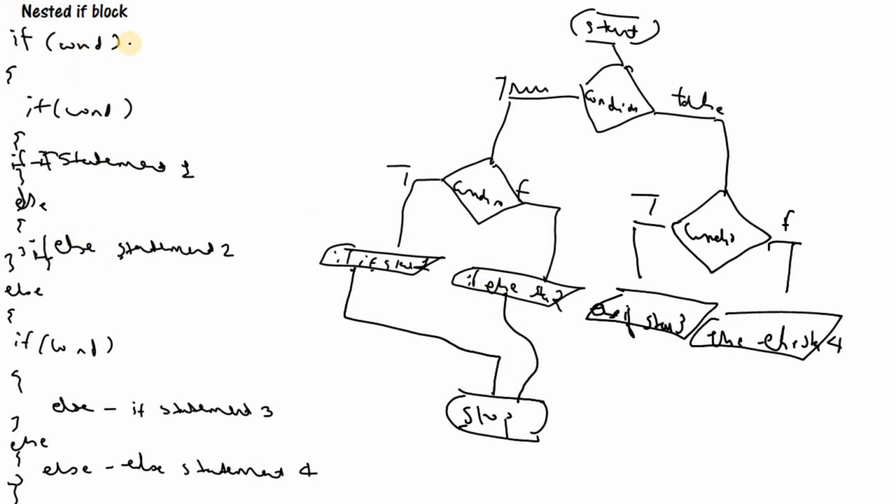If the whole condition is false, then it goes to the else part. In that else part, this is your if condition. Else if statement 2 is printed and it stops the program. If this condition is also false, then it goes to the last statement, nothing but else statement 4, and stops the program. Remember one thing, only one statement can be printed in a nested if block.